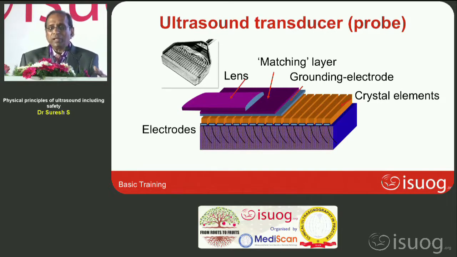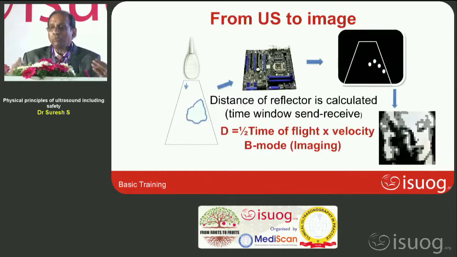Here the ultrasound transducer has become a little more sophisticated, where you can see a number of crystals. The piezoelectric crystals are arranged in an array fashion. There is also a grounding electrode, a matching layer, and a lens. The transducer is made up of all these elements put together. The matching layer helps prevent reflections there, and the lens helps focus the ultrasound beam to a specific area.